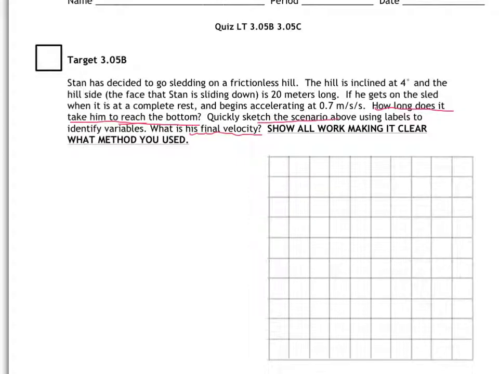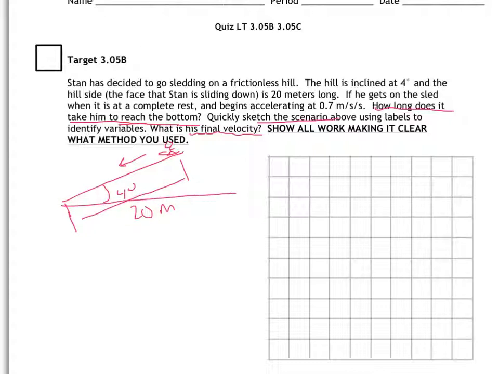The first thing you should always do is draw a picture, just so you have an idea of what's going on. So we have a 4-degree incline. We have Stan up here on his little sled, and he's coming down the mountain. We know the length of this mountain, or hill I guess, is 20 meters. That's a pretty good picture that we have right there.